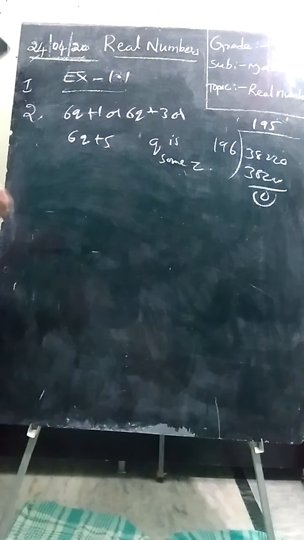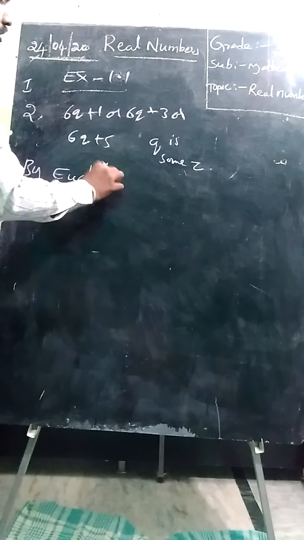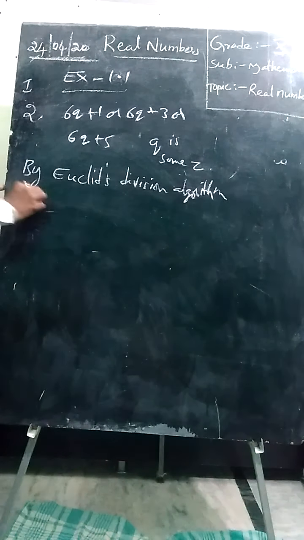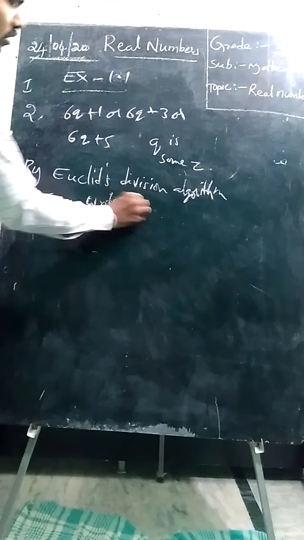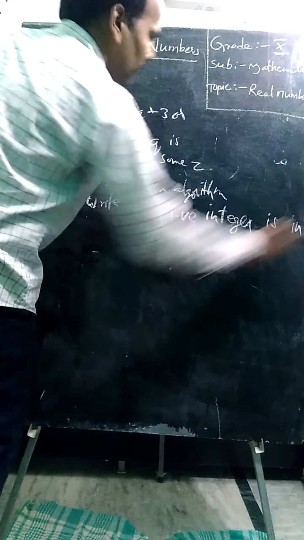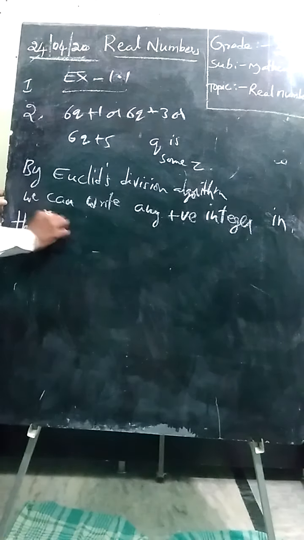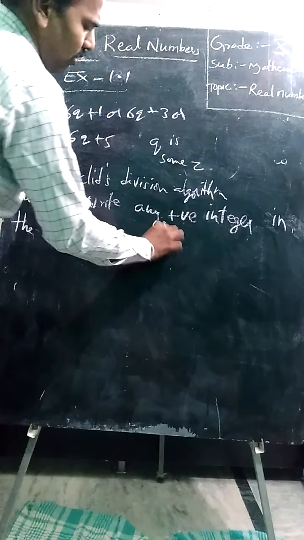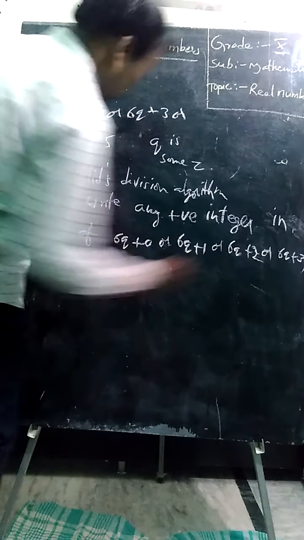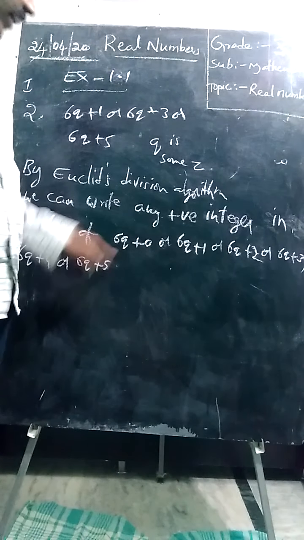Students, by using Euclid's lemma, or Euclid's division algorithm, we can write any positive integer in the form of 6q plus 0, or 6q plus 1, or 6q plus 2, or 6q plus 3, or 6q plus 4, or 6q plus 5. Because when the remainder is 6, again it is of the 6q plus 0 form.